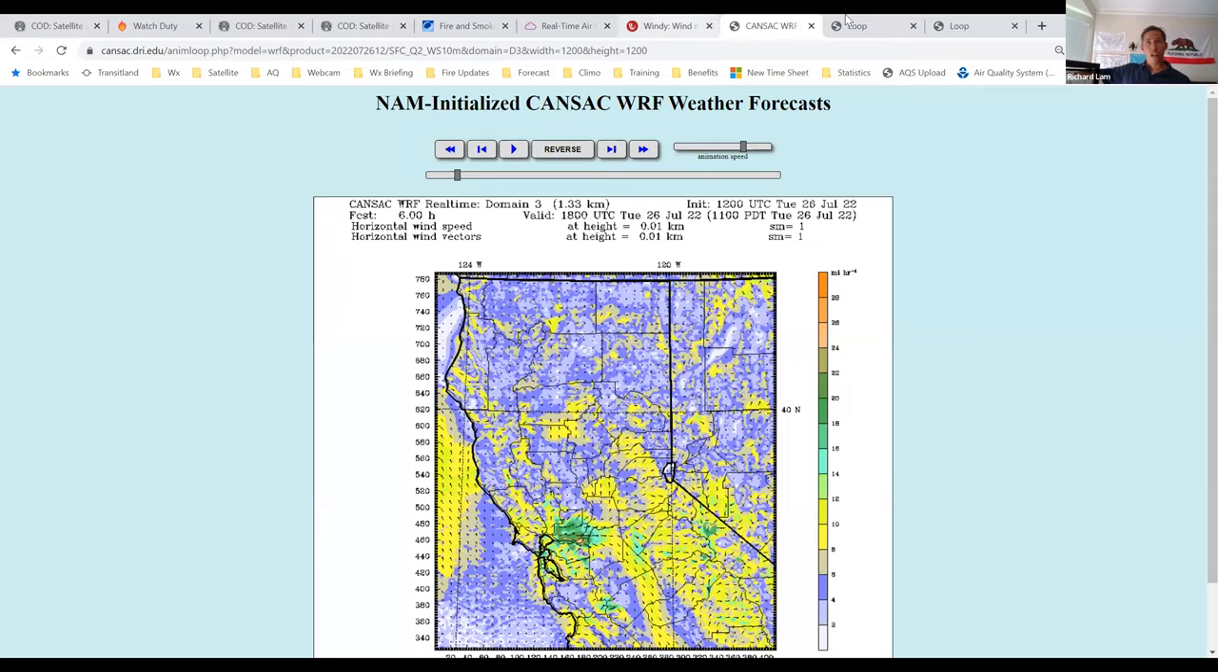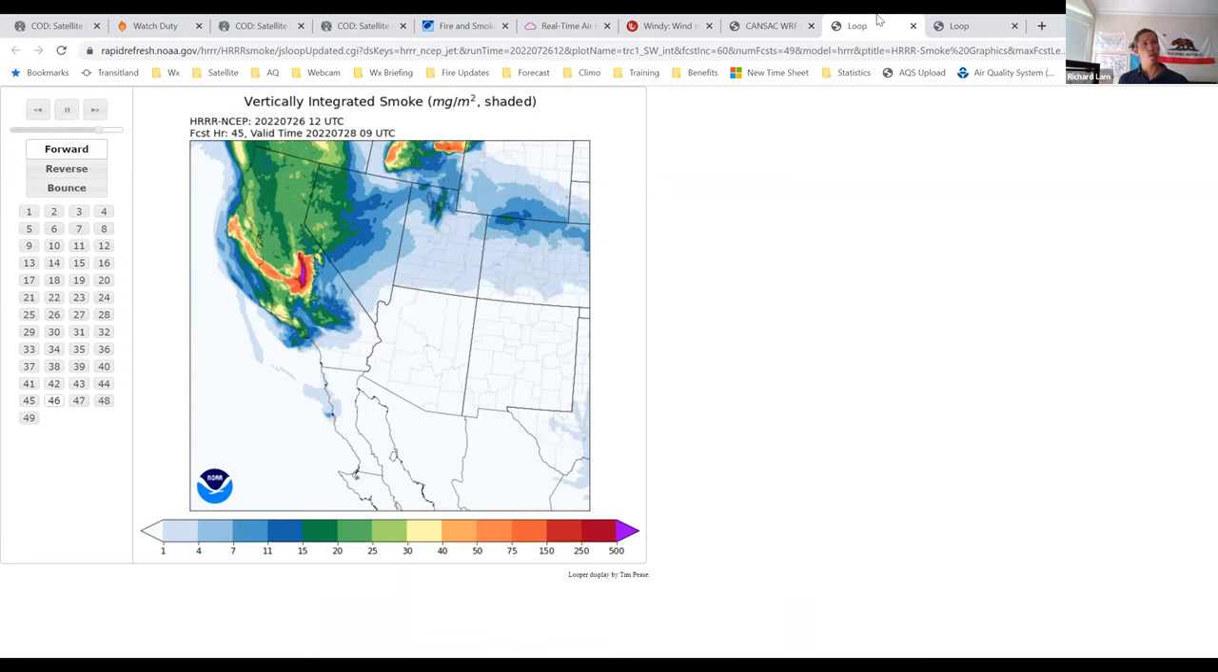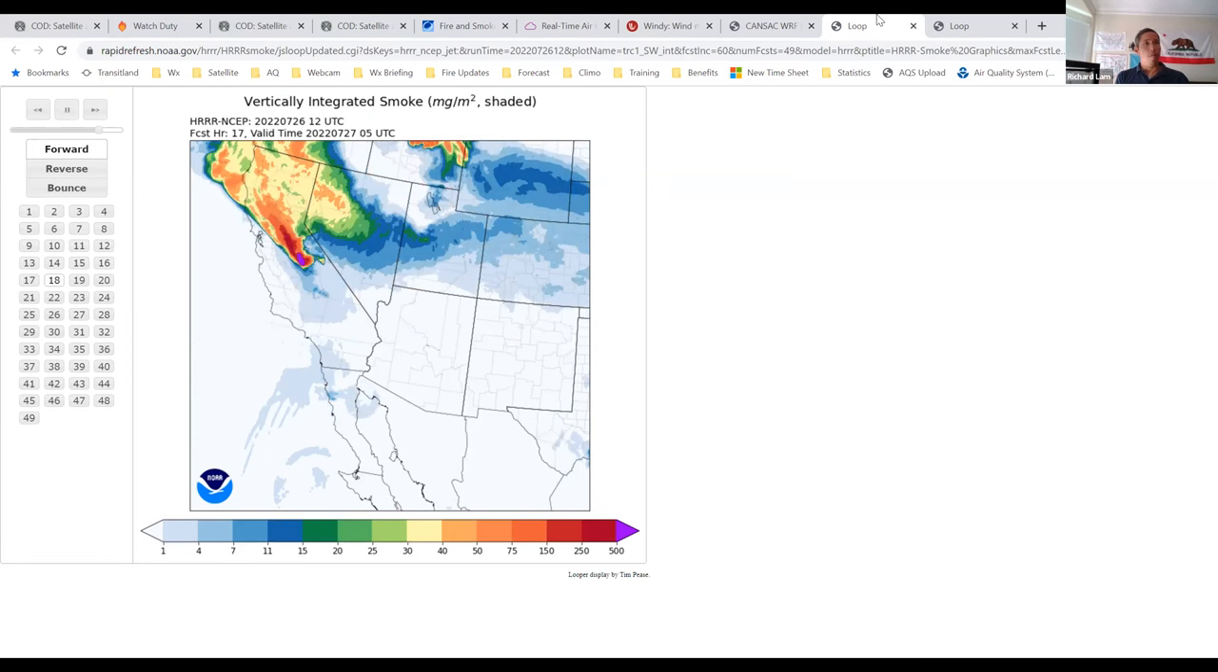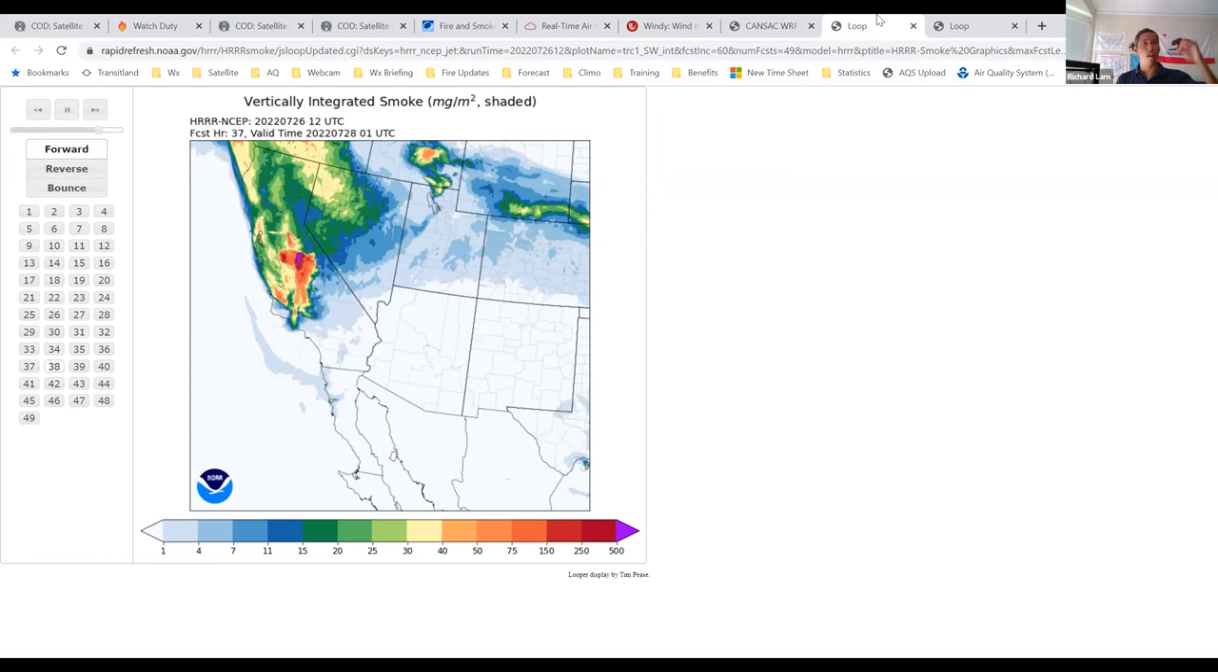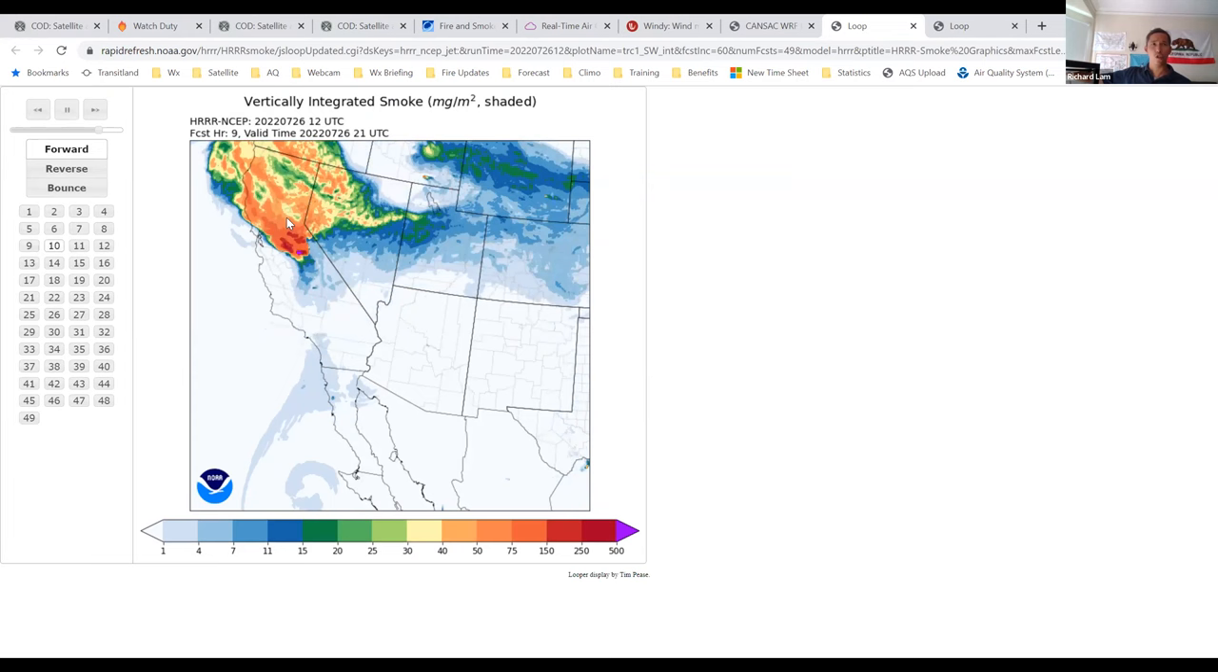So this is a high resolution model showing what the model thinks this smoke is going to do. And this one is for the whole depth of the atmosphere. So most of the smoke is above us. You can see we'll get impacted by smoke at some time during the next 2 days or so, but it will be mostly above us.